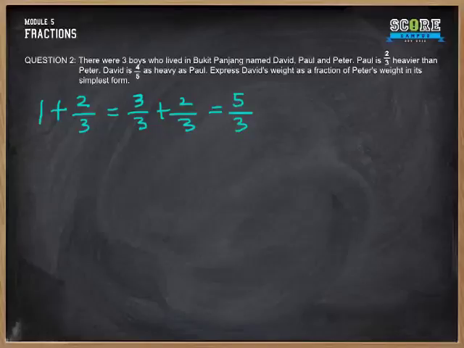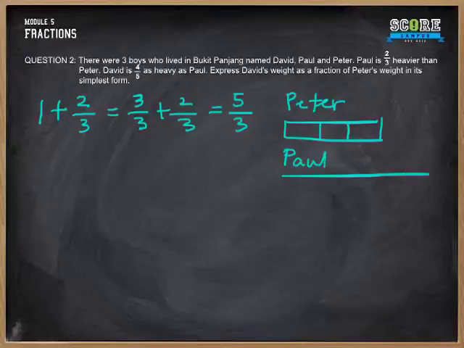Okay, Peter, as we said, is 1, which is 3 units, right? Peter is 3 units. Now we know Paul is 5 units, right? 3 over 3 and 5 over 3. Always look at the numerator.